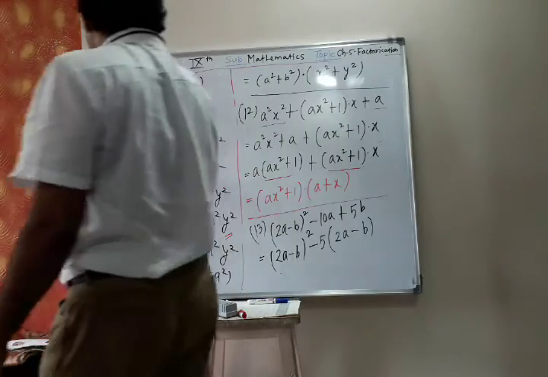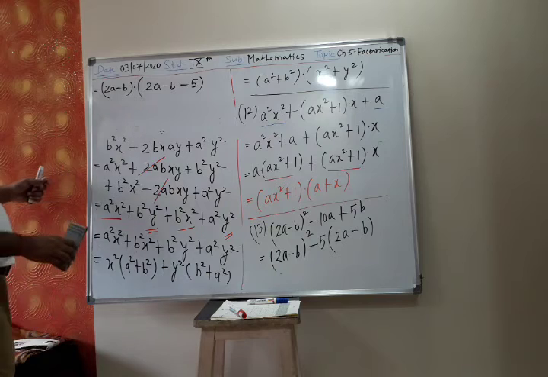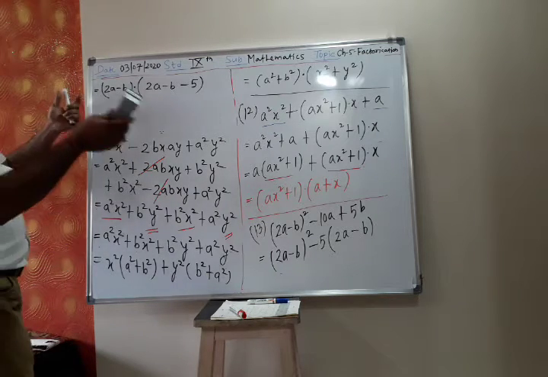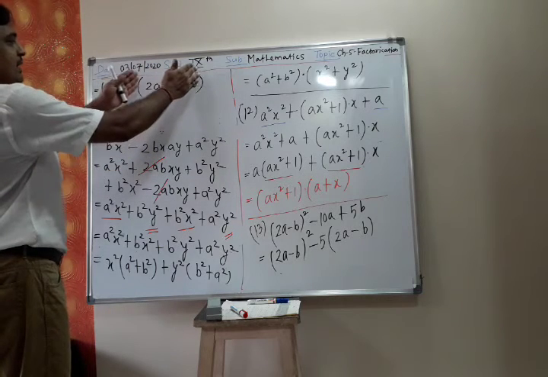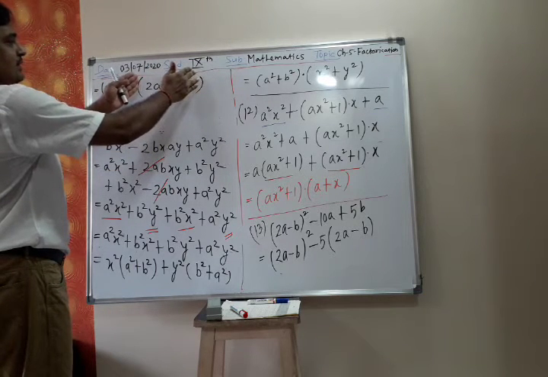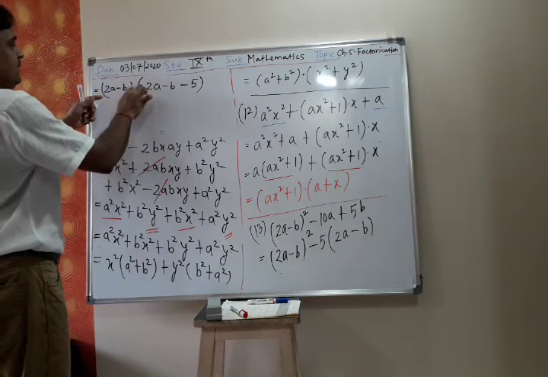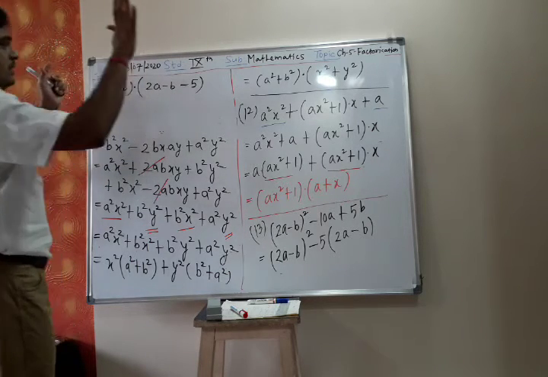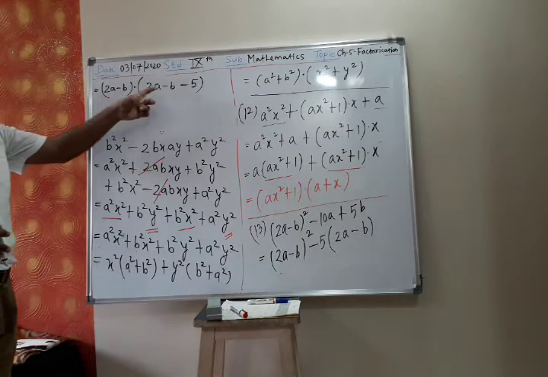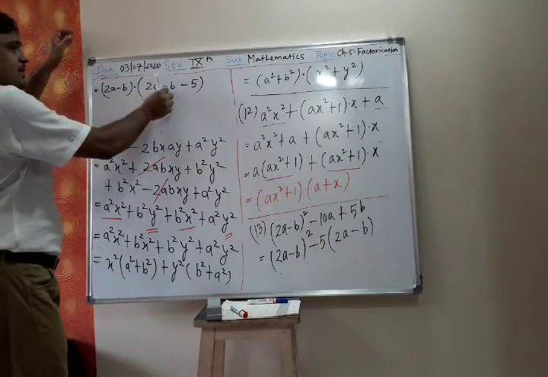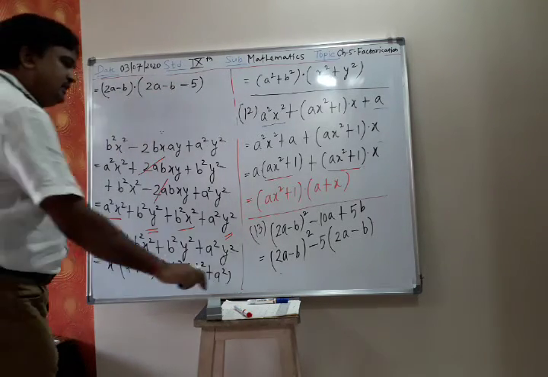So 1 2a minus b I have taken common. How can you take it now? It is 2a minus b minus 5 inside bracket. So now there are two terms, this and this. Between them multiplication means factorization is over. Now 2a minus b I cannot take common because this is 2a minus b minus 5. And this is the answer.